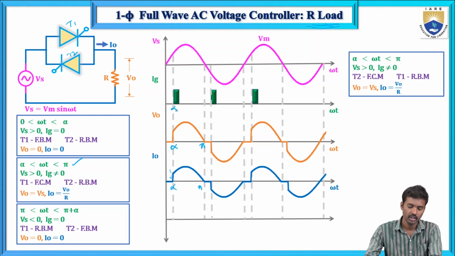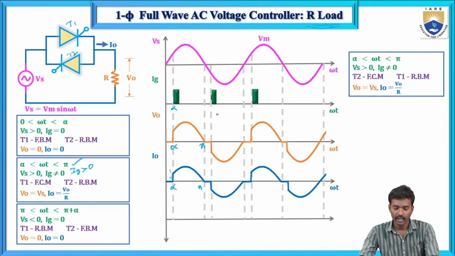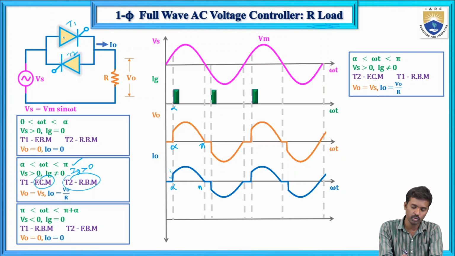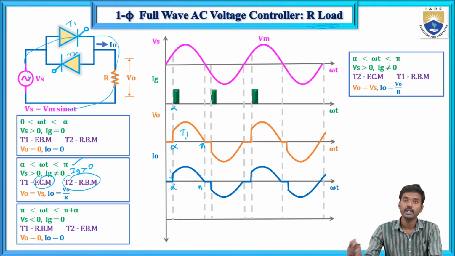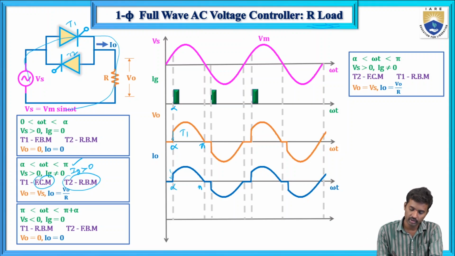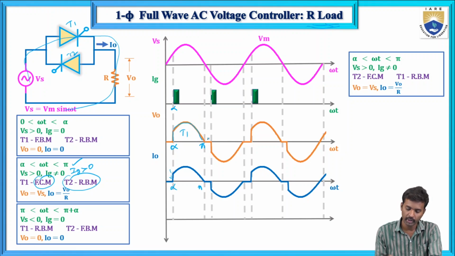This is the alpha. Trigger the SCR T1. So Ig is greater than 0. Now Ig greater than 0 means what will happen? T1 is in forward conducting mode and T2 is in reverse blocking mode. Here T1 will trigger, so the T1 thyristor will conduct, following the supply voltage. It will conduct up to pi duration.